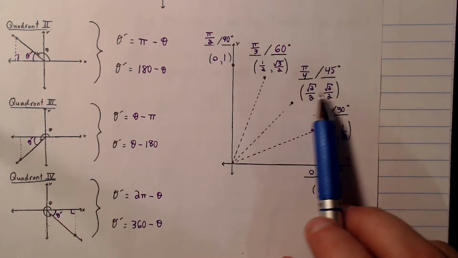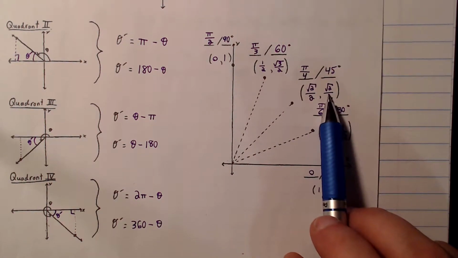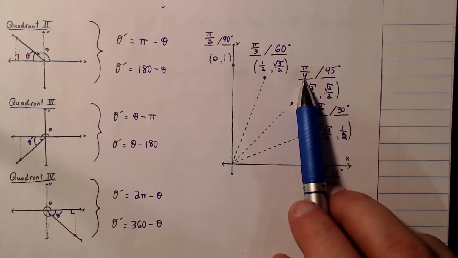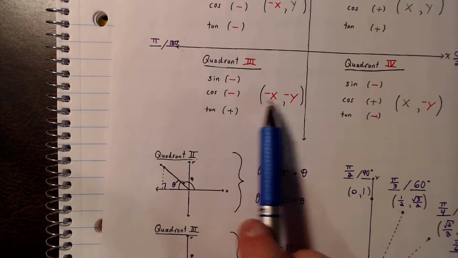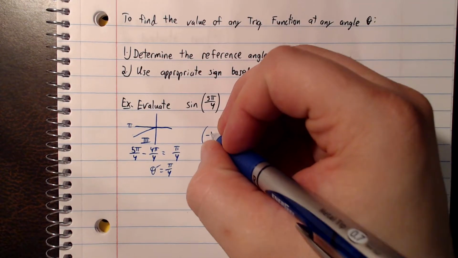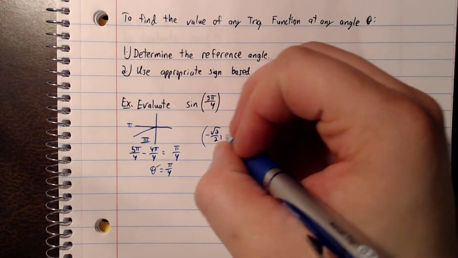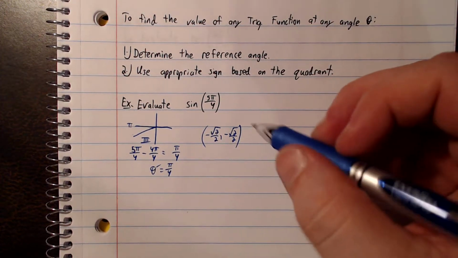That's what's really key here, because our reference angle ended up being pi over 4. And we know what those coordinates are. They're root 2 over 2 and root 2 over 2 for pi over 4. But because the quadrant that we fell in was quadrant 3, we're going to tag on those negative signs. So we got negative root 2 over 2, negative root 2 over 2, because we were in quadrant 3.